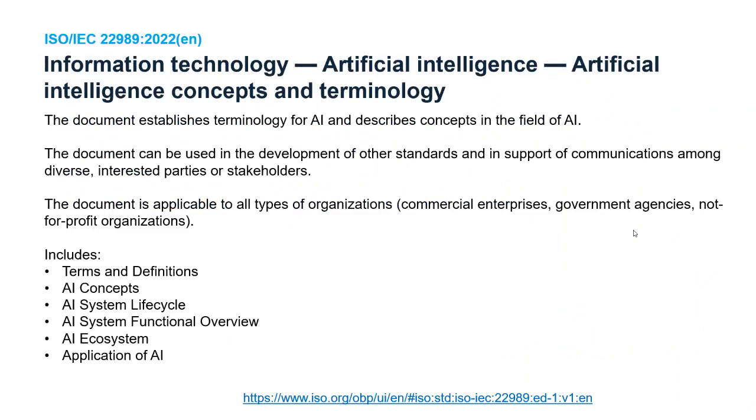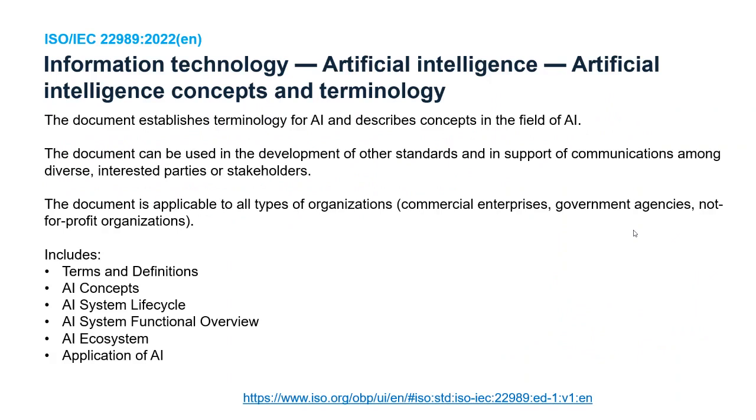So the first document that we'll be talking about is 22989. Its title is Artificial Intelligence Concepts and Terminology, and as I said, it establishes all the terminology for AI and describes the concepts in the field of AI. This can be used as a basis for developing other standards and in support of communications among parties and stakeholders that use AI. It's applicable for all types of organizations, whether you are a commercial enterprise or a government agency or a not-for-profit organization.